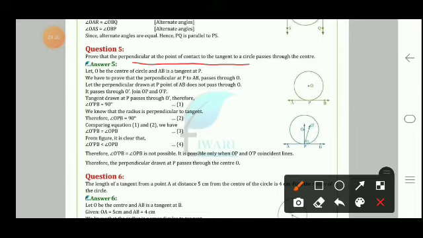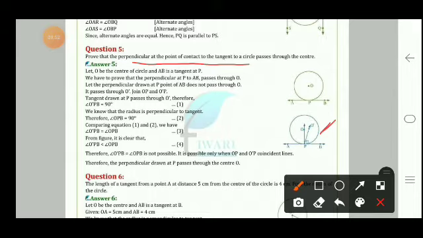We have to show that the perpendicular is passing through the center O. So let the perpendicular drawn at P to AB not pass through O. Suppose we are considering that it is not passing through O, it is passing through O dash. Look at this figure, O dash. Now we are joining OP and O dash P. So we know that the perpendicular to the tangent drawn at P passes through O dash, therefore angle O dash PB is 90 degrees. Now we know that the radius is perpendicular to the tangent, therefore angle OPB is also 90 degrees by the first theorem.